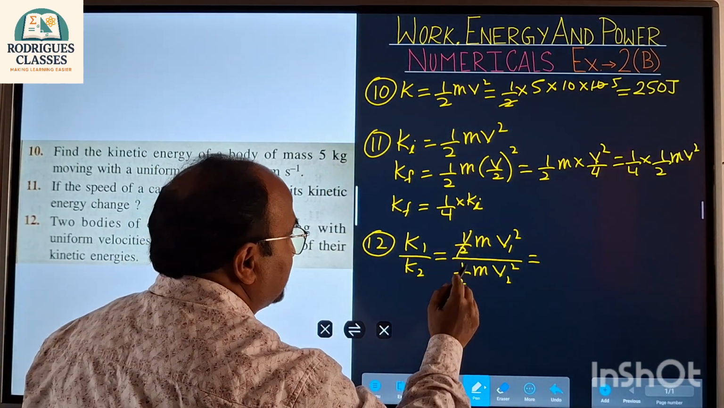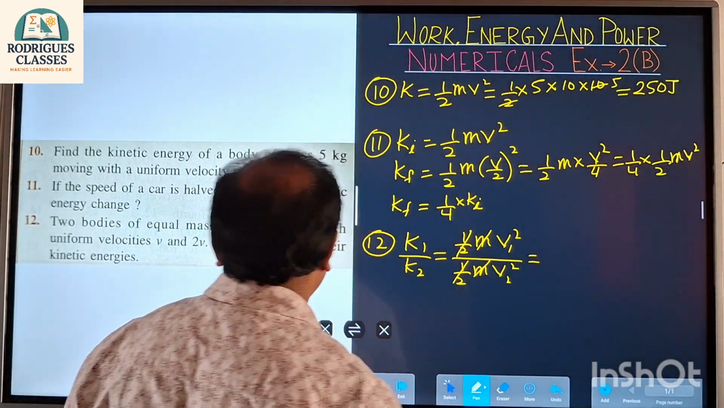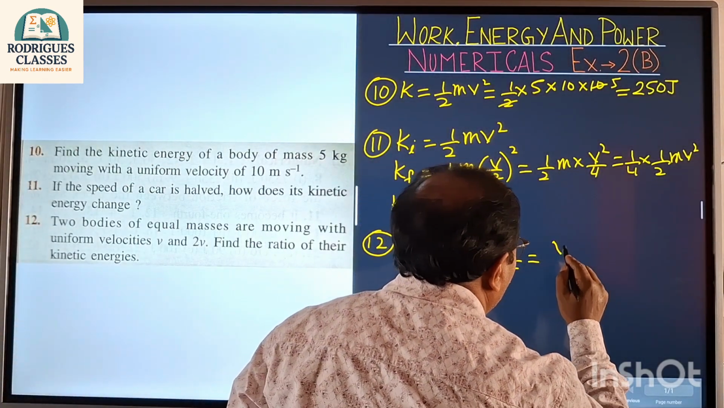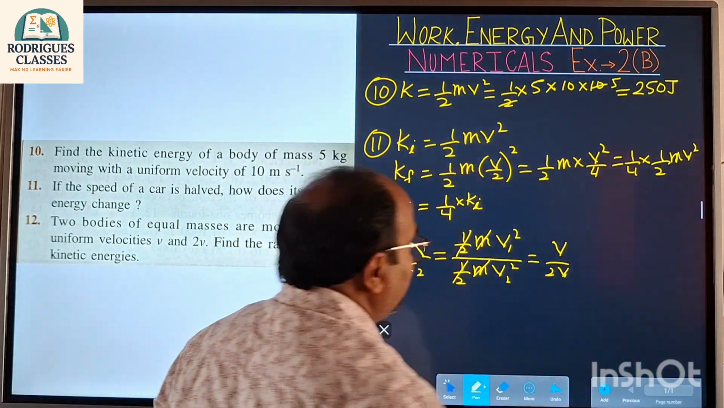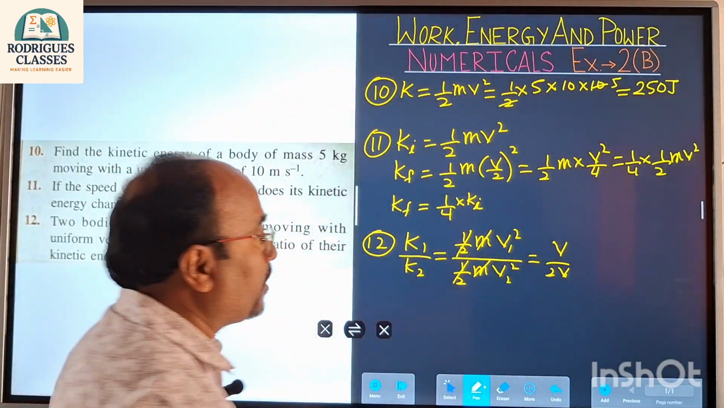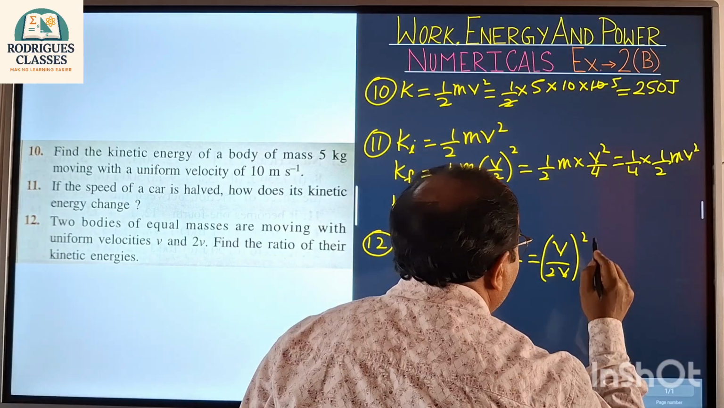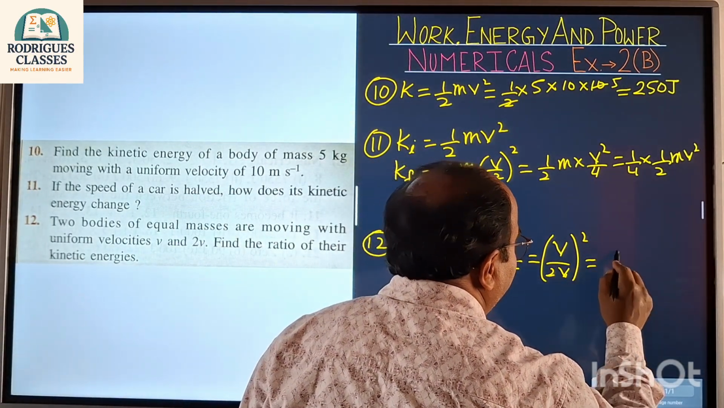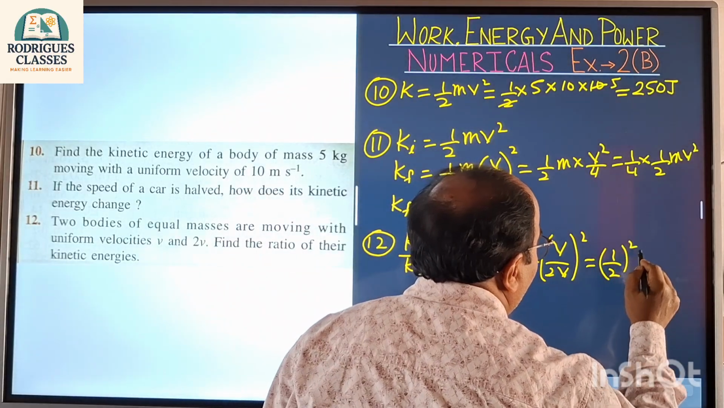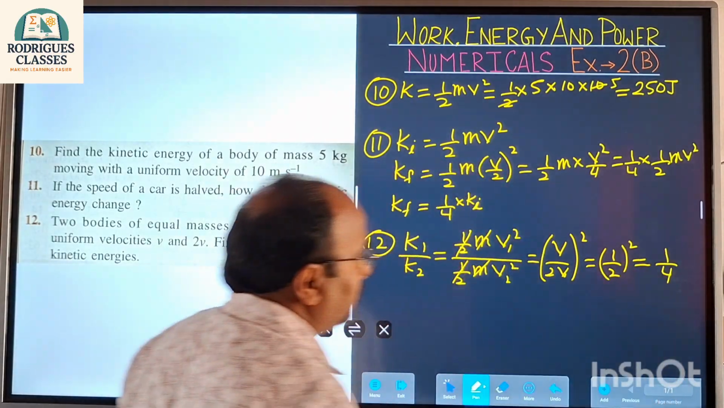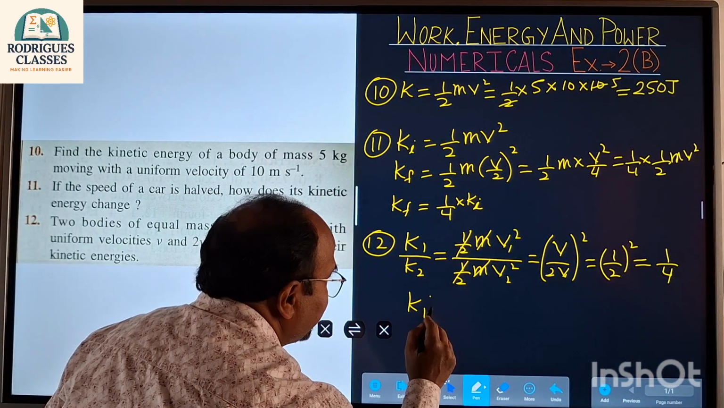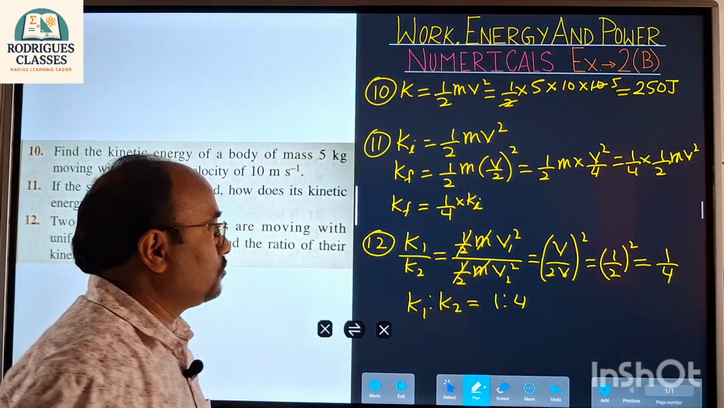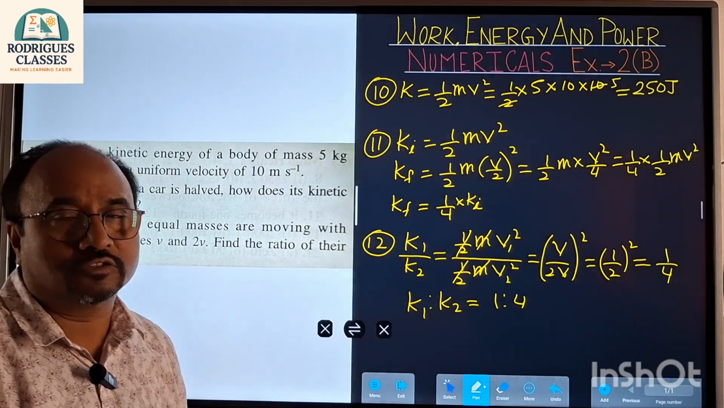I can cancel this half and m, and now v1 was given as v and this is 2v. So v written, 2v written, both of them are having square. So I can give a common square to both of them. So now I can cancel, that v part is cancelled. So I get 1 by 2 square, okay, which is 1 by 4. So I can write it now in the ratio form as 1 is to 4. So the ratio of the kinetic energy is 1 is to 4.